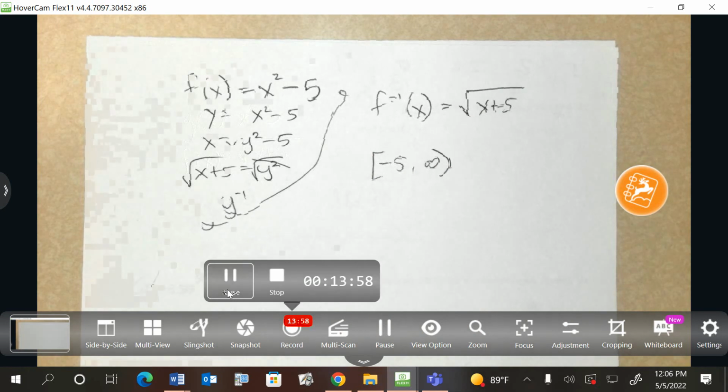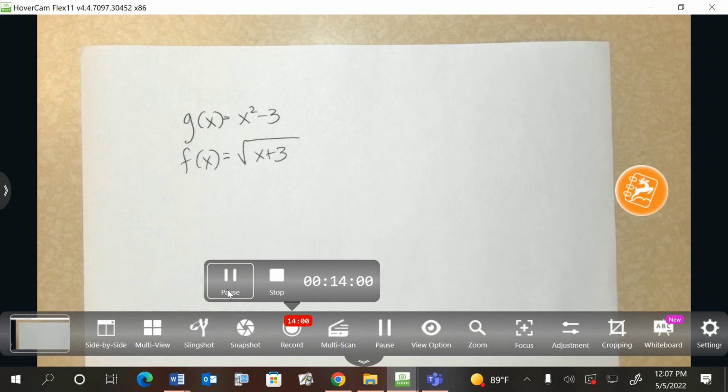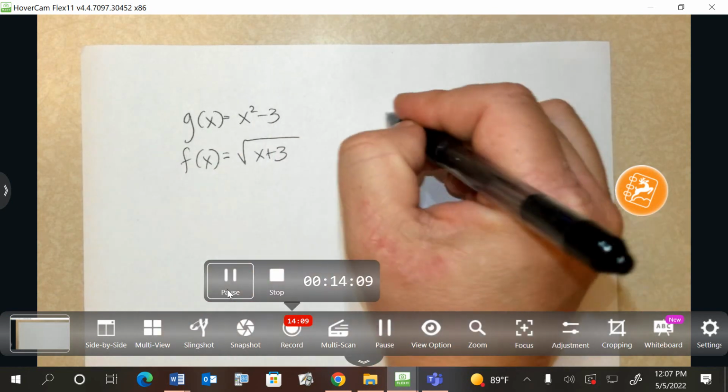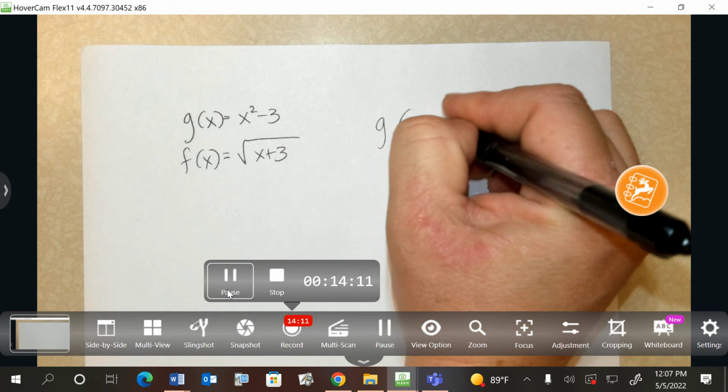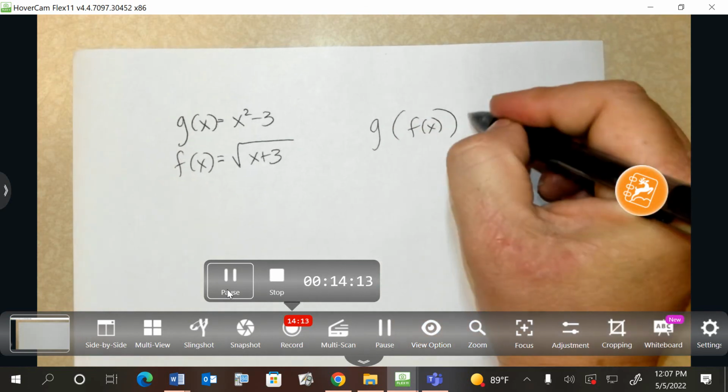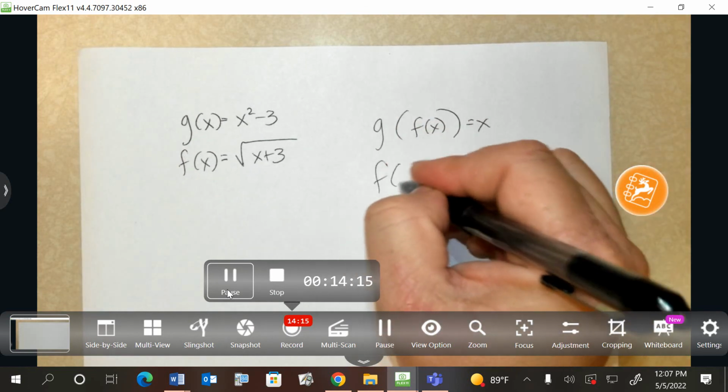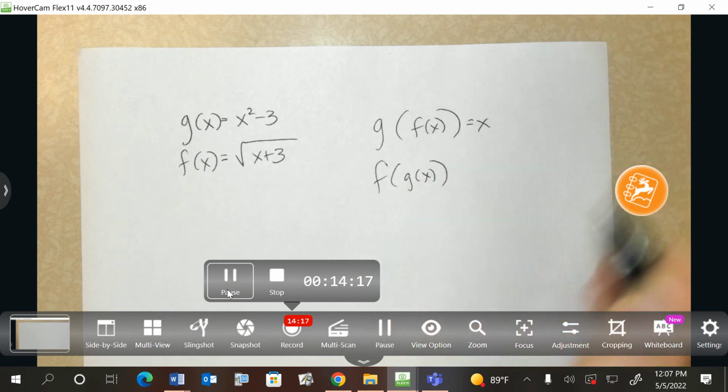So I'm provided with two basic functions, and I'm asked to prove using composition of functions that these two equations are in fact inverses of one another. This is like problem 14. So what we're going to do is composition of functions. It looks something like this. We're going to check that g of f of x equals x, and then we're also going to come back and check the other order.